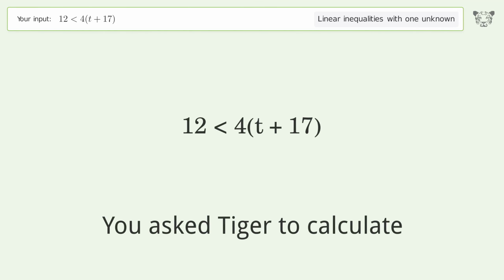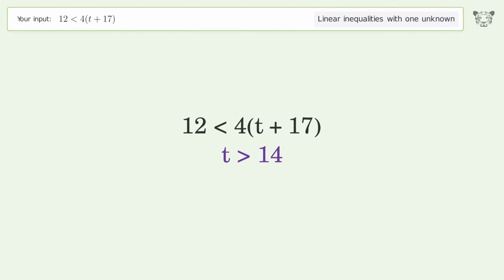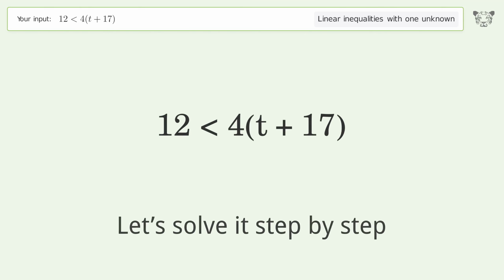You ask Tiger to calculate. This deals with linear inequalities with one unknown. The final result is t greater than -14. Let's solve it step by step.